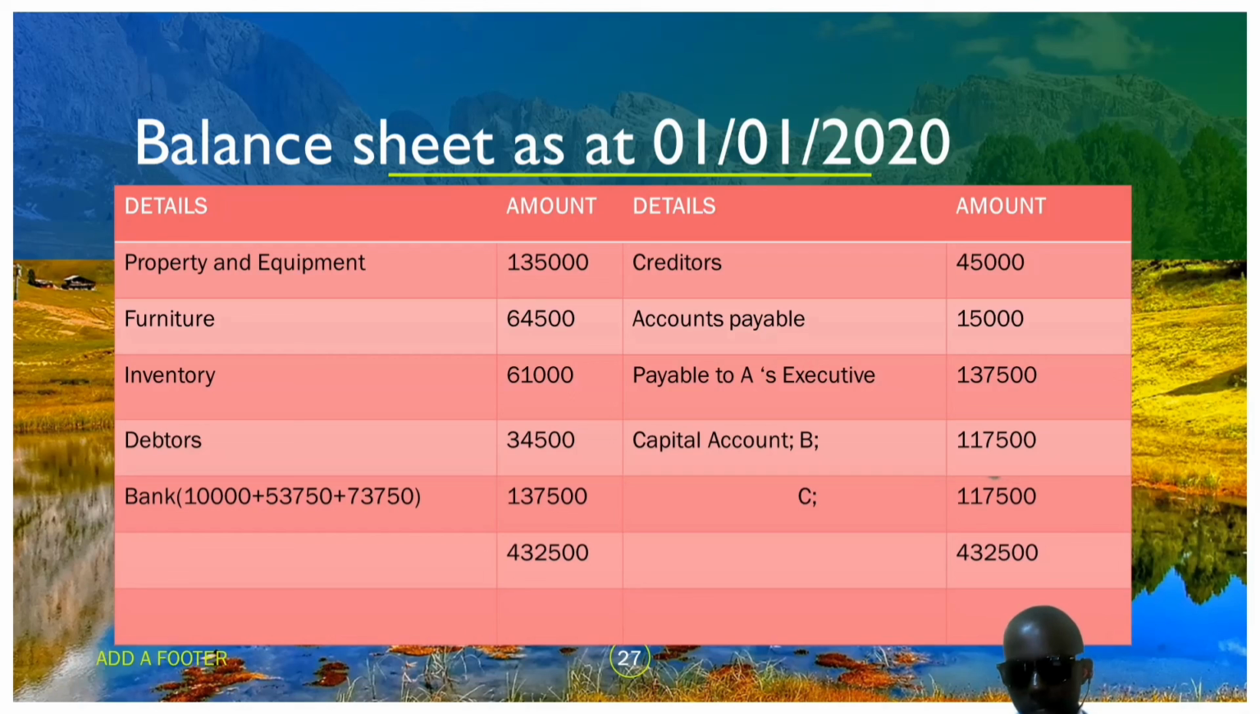That's 117,500 to B and to C. And the balancing figure on both sides is 432,500, as you can see. I think that's all with that question. Follow slowly by slowly, and I believe that you'll catch on.